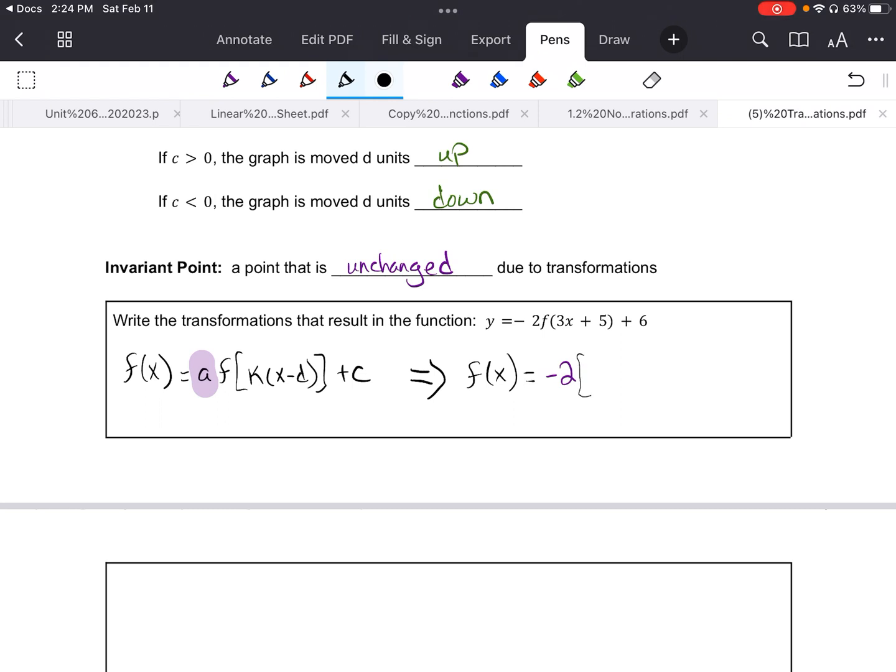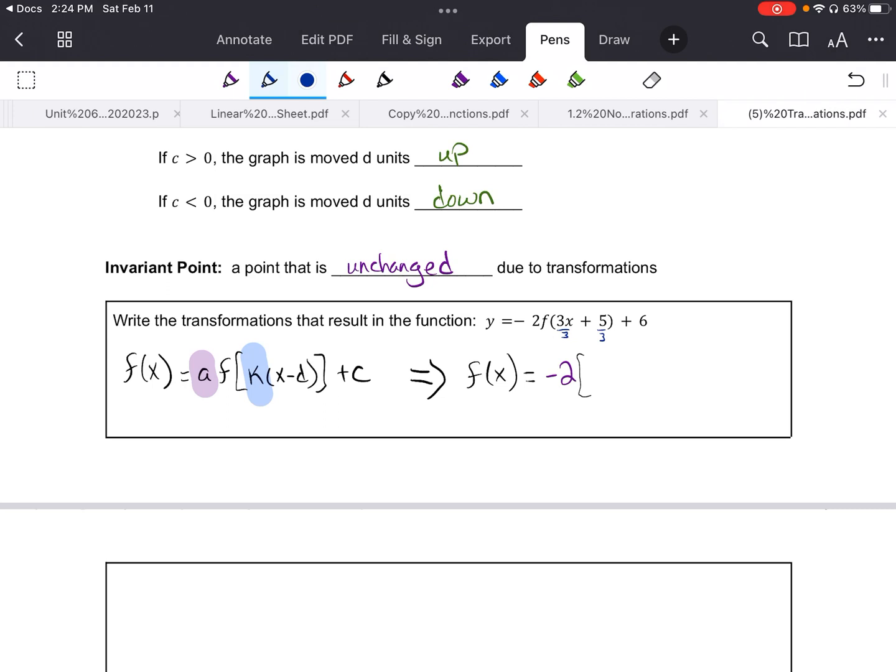Now, the thing with our k value, we can see in the transformation equation, it's k bracket x minus d. And in the function that is given to us, it's just 3x plus 5. So we have to take out that 3. We have to divide both of these by 3 to get it into the right form.